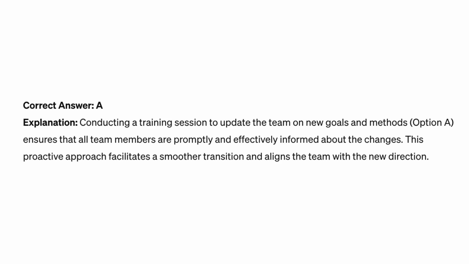Correct answer A. Explanation: conducting a training session to update the team on new goals and methods. Option A ensures that all team members are promptly and effectively informed about the changes. This proactive approach facilitates a smoother transition and aligns the team with the new direction.